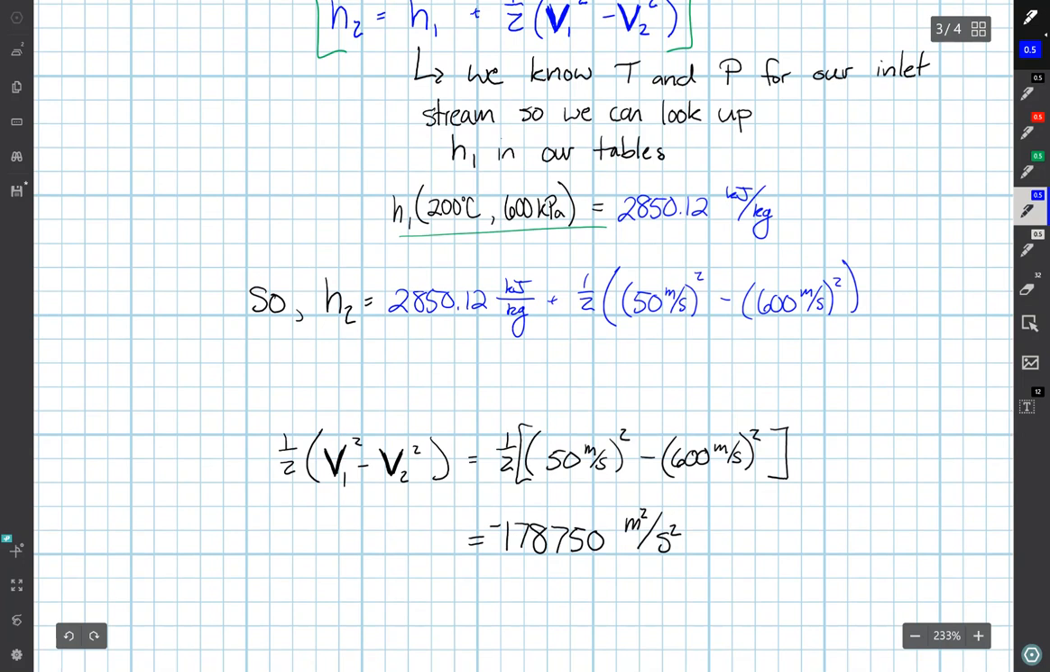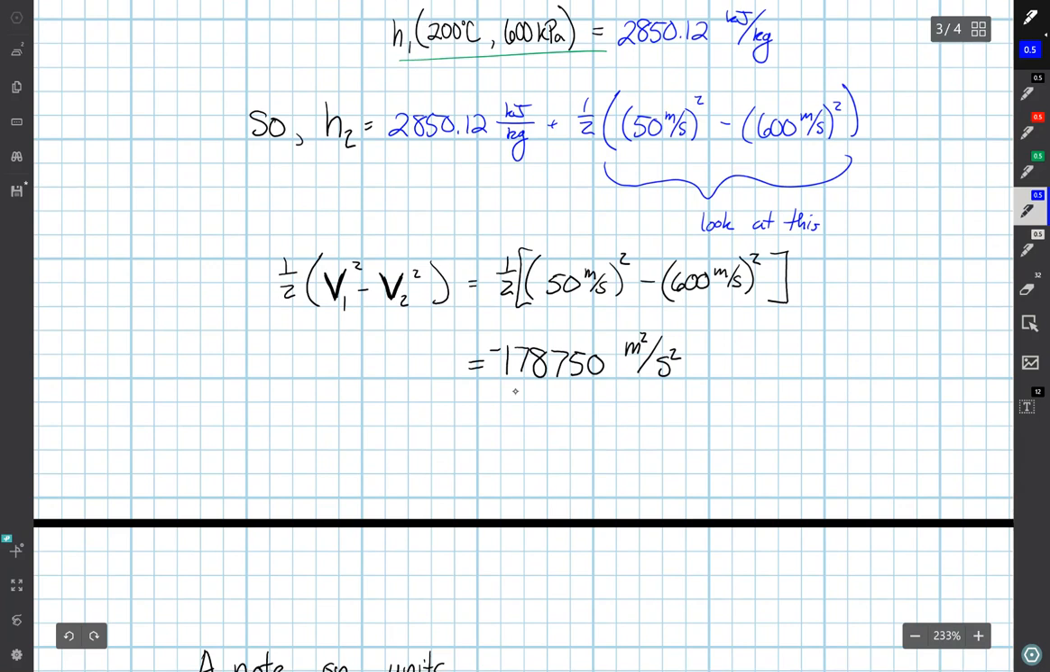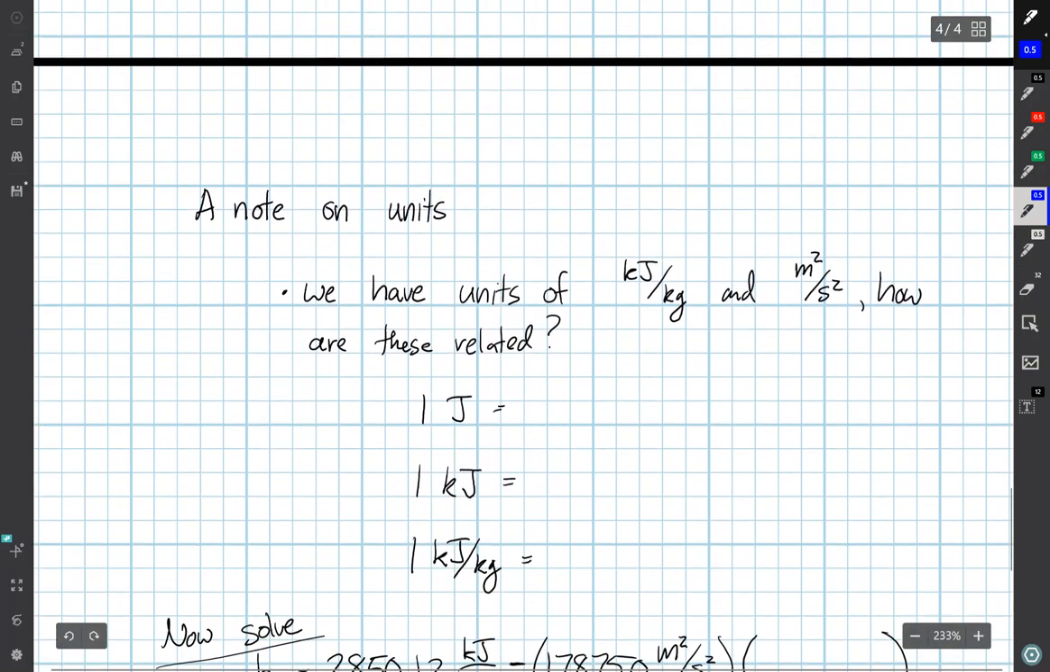So we're first going to look just at this part, because that's the only part we have to do math on. So V1 squared minus V2 squared is 50 meters per second squared minus 600 meters per second squared. We can do that math fairly easily, and we get this. But now we have goofy units. This term has units of meters squared per second squared, and this term, H1, had units of kilojoules per kilogram. So let's take a look at the units and make sure that these are actually related units that we can correspond to each other.